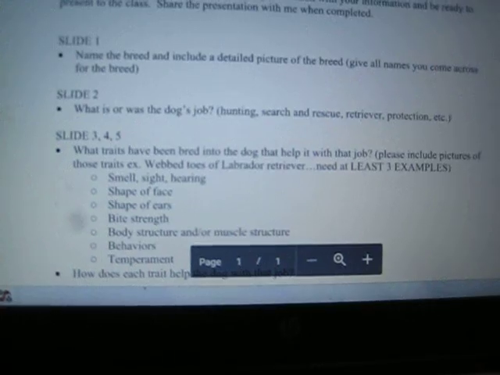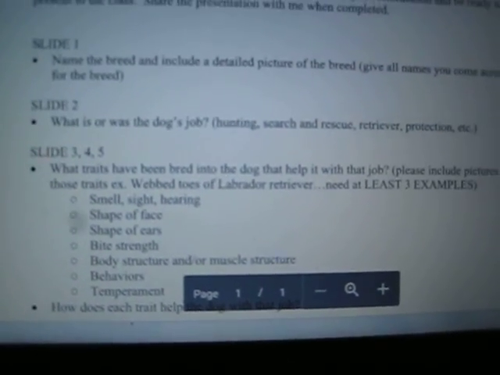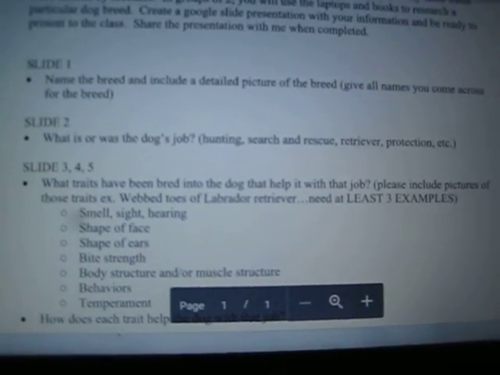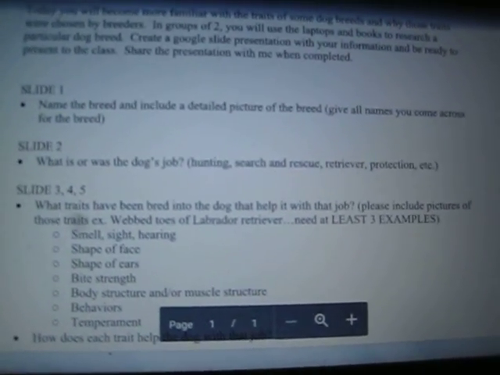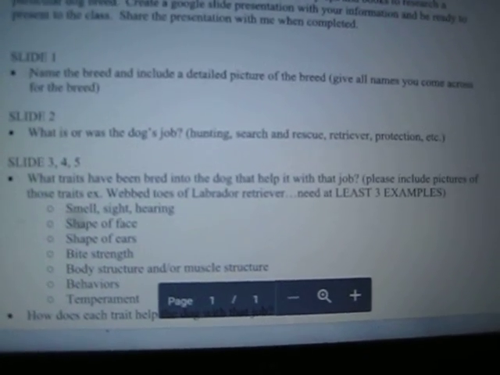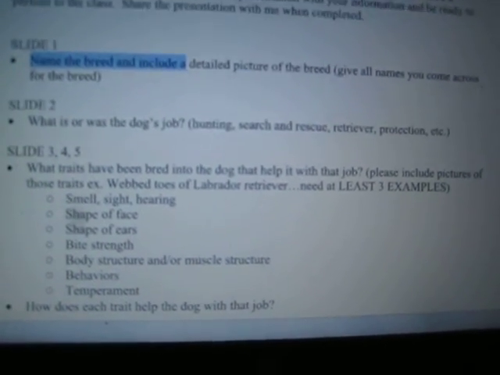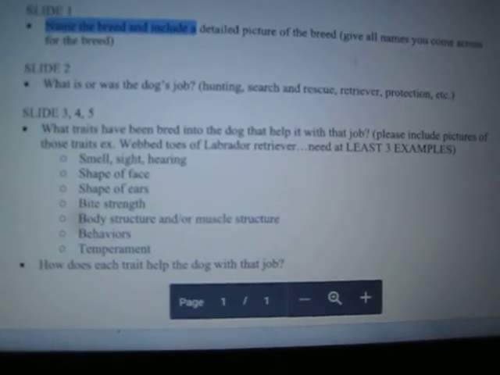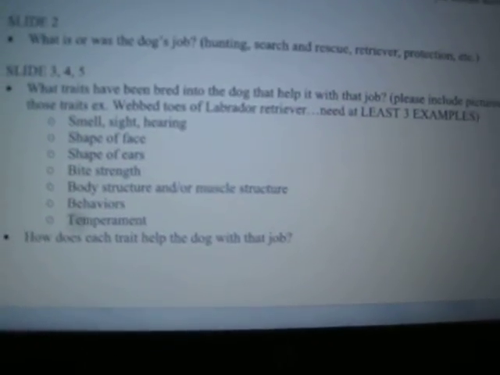And the first thing you need to do is some background research on your actual dog. So if we look here, the dog that I picked, and no one else can do this, and no one can do a husky, is the Alaskan Husky, which is different than the Siberian Husky. It's more of a dog that was created in Alaska. So my first slide would say the Alaskan Husky, and I would have a picture of the Alaskan Husky. Maybe I would have multiple pictures, and I might actually write by Mr. Catelli on it. Then I would move on to slide 2, and it says what is or was the dog's job, all right?